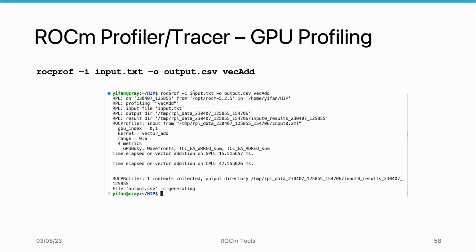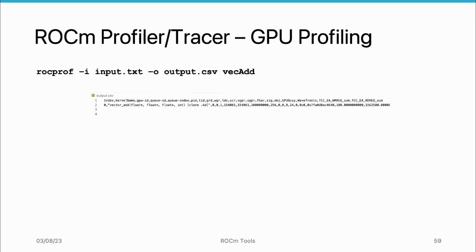Earlier, we discussed the format of the input file, which specifies the metrics to be profiled for the GPU and the kernel function. Once the input file is ready, we can run the command to start profiling the application. Upon execution, the output.csv file is created, which contains the profiling results. The output.csv file provides us with the necessary data. However, it is easier to comprehend the data in the form of a table.